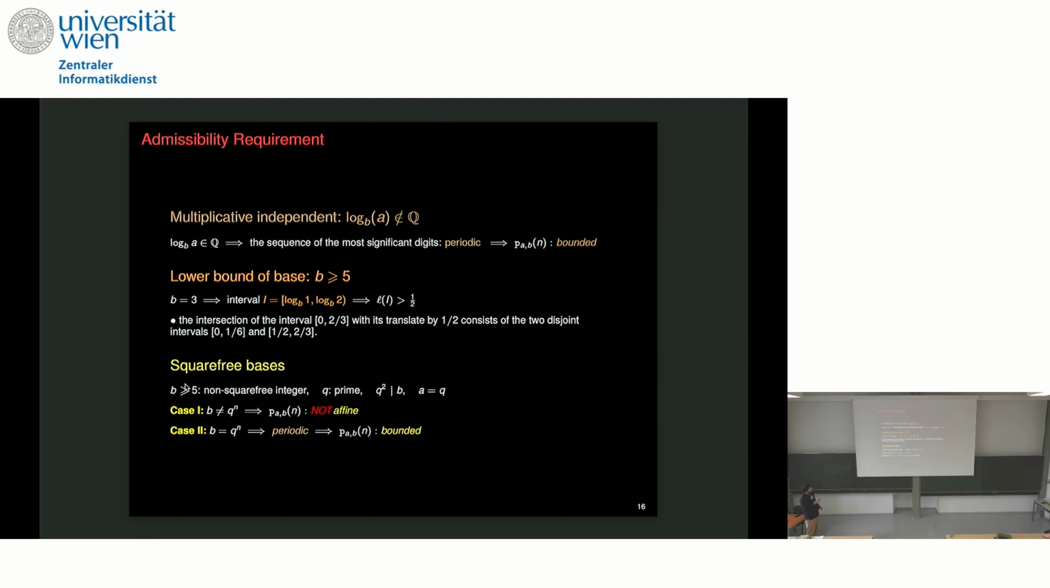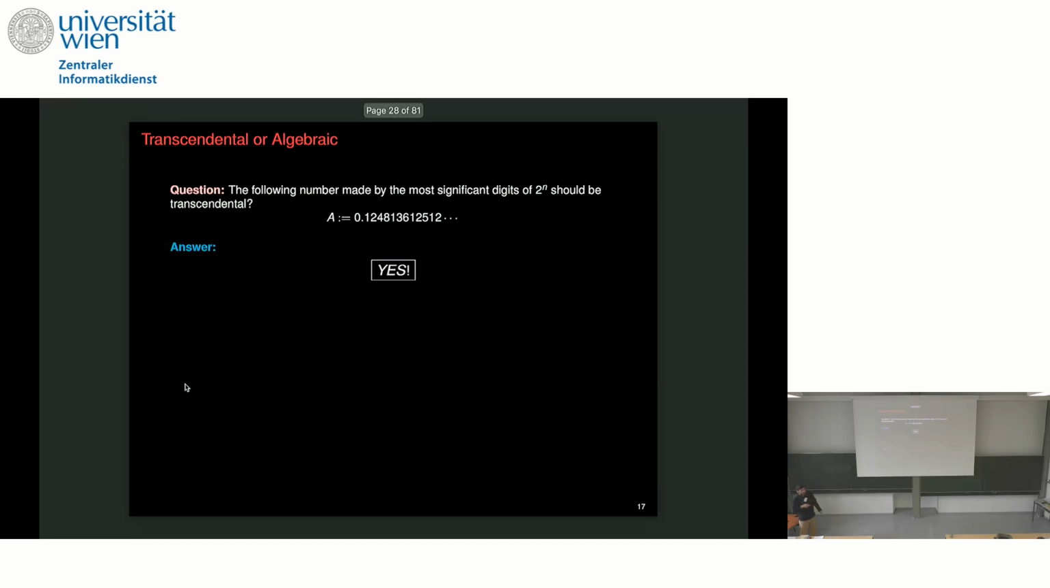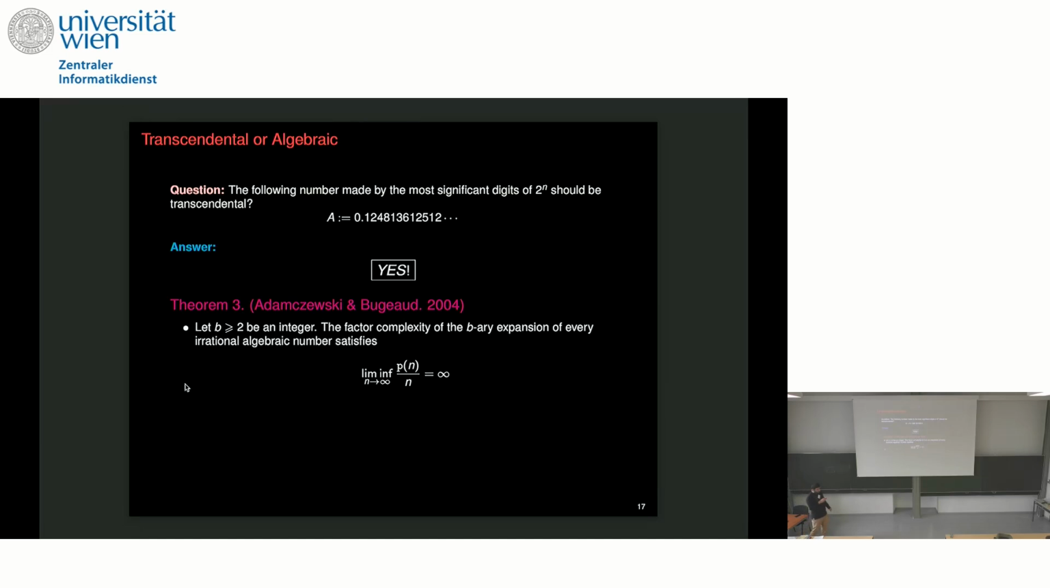For square-free bases, actually, it would be the same reasoning. In one case it would be periodic and in another case it's not bounded. So that's why we need to consider this restriction. This result is related to transcendental and algebraic numbers. For example, if we consider the sequence made by the most significant digits of 2 to the power n, it should be transcendental. Why? Because of the Bugeaud and Adamczewski result.